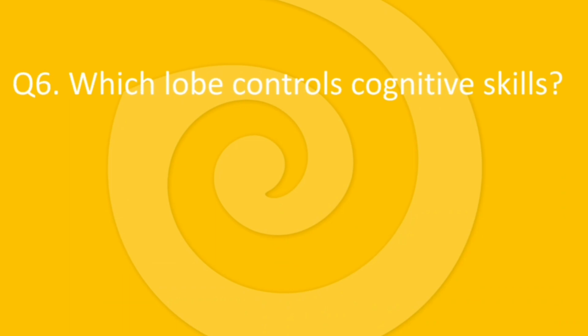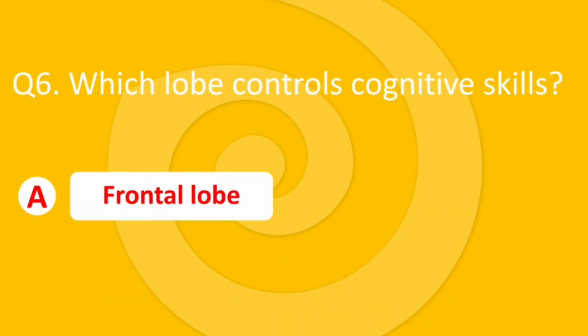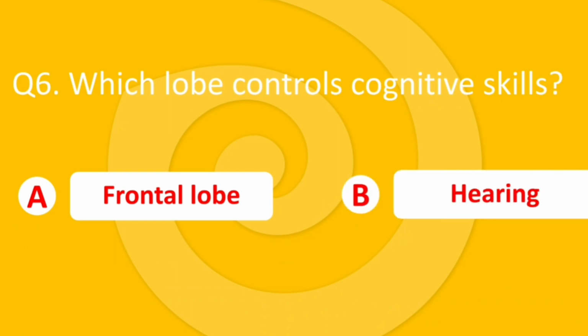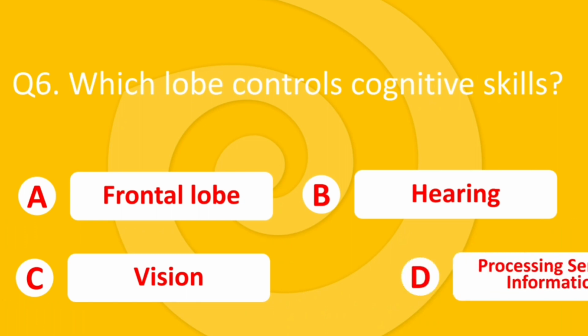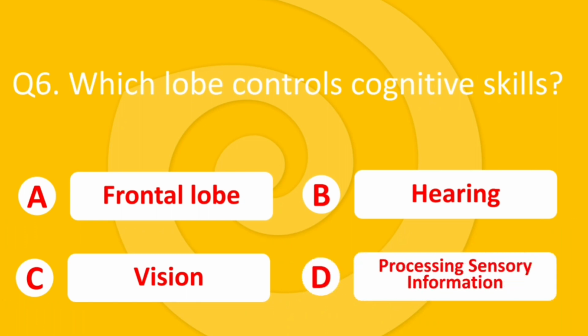Question number 6. Which lobe controls cognitive skills? Option A, frontal lobe. Option B, hearing. Option C, vision. Or option D, processing sensory information. So the right answer is option A, frontal lobe.